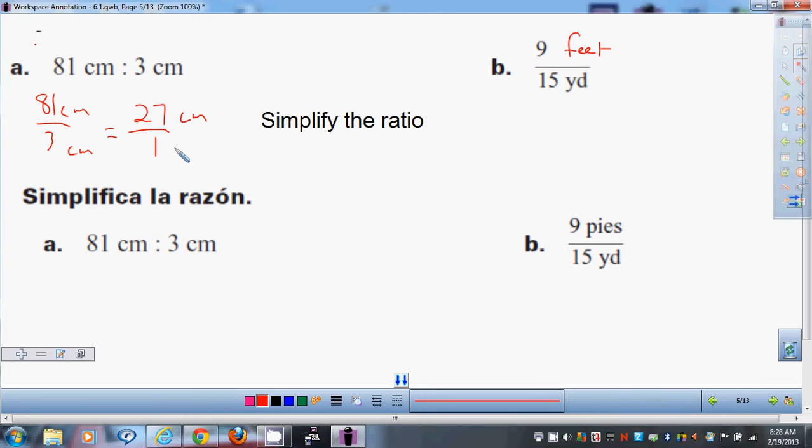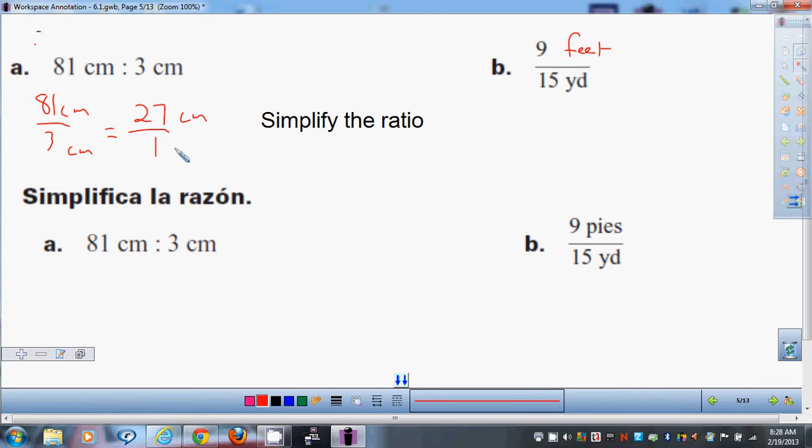Now, let's look at part B. 9 feet, 15 yards. Are those the same? No. My rule of thumb, always change the bigger one. Always change the bigger one. What's bigger, a foot or a yard? A yard. How many feet are in a yard? 3. Now, that's not something you're going to have to know today. If there are any in your assignment that you may not know, I'll tell you. But always change the bigger.